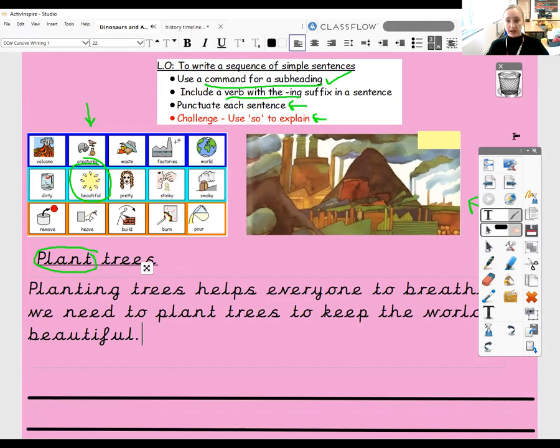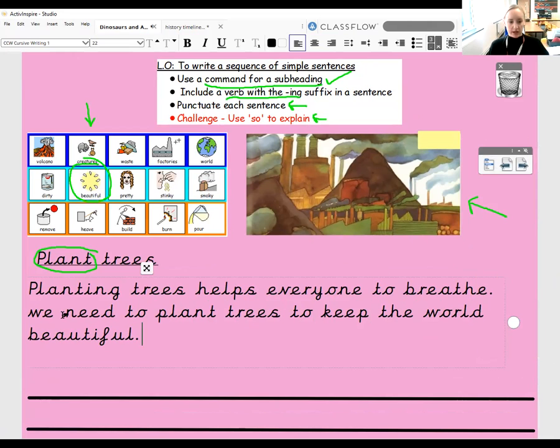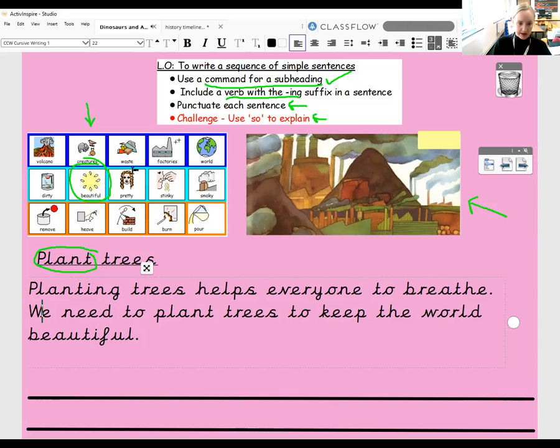So remember, I've got to punctuate each sentence, so I need to check it. We need, oh, misread, I've not got a capital letter there. We need to plant trees to keep the world beautiful. Oh, great, so I've got my full stop at the end of that sentence.